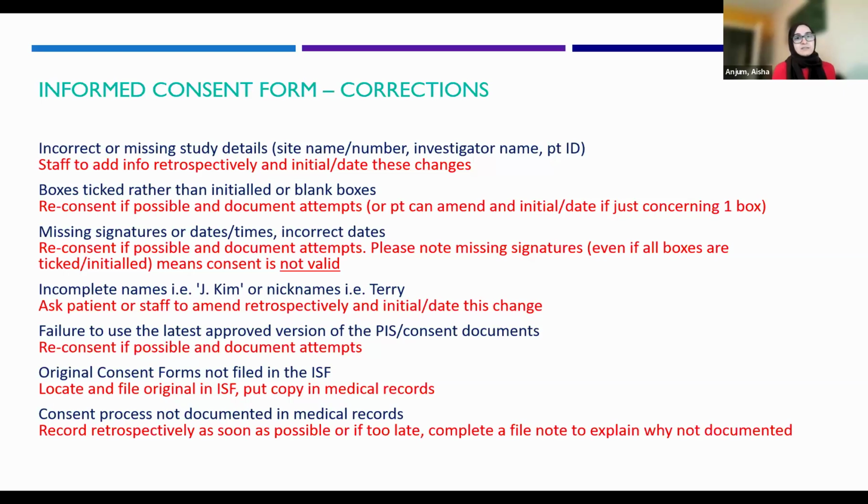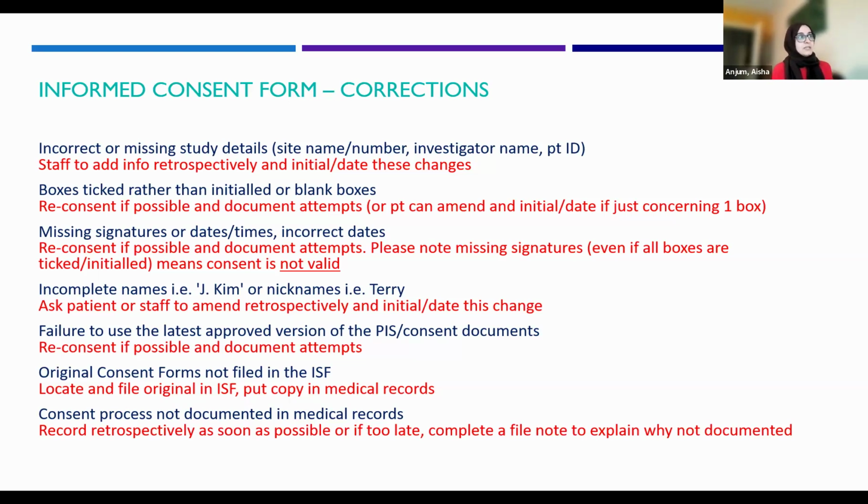If it's just something like a date that they haven't put down correctly, they can just amend it on the form and initial and date as well. But again, it needs to be done by the patient themselves. Missing signatures would require reconsent. And just to reiterate, if there is a missing signature, then that consent is technically not valid. Even if they have initialed all the boxes on the form, if they have not completed the signature, that consent is not valid. Equally, if they have completed the signatures and they haven't initialed all of the essential boxes, then that consent again is not valid.